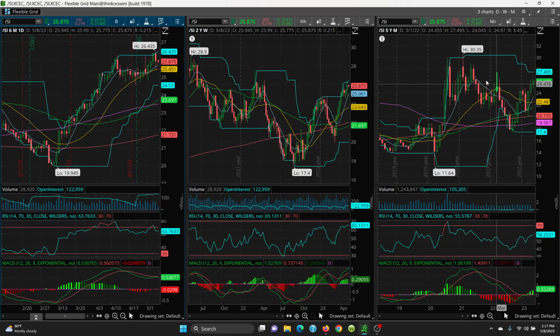Then if it can close above that, then we go here. Okay, you're sitting at 28.90. And then this is the retest. This here would be 29.91. And then your big retest here is 30.35. Now, close above this, well, then you could probably push your way all the way up to 35.